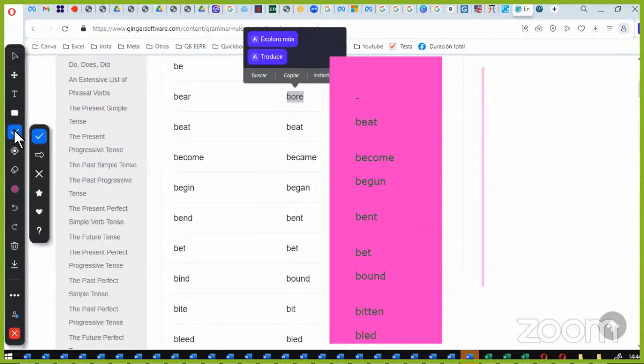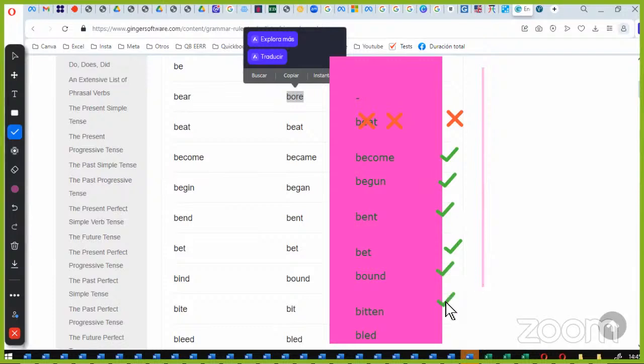Okay, let's review this. Beat, and beaten. Okay, so become. Okay, this is correct. Begin, began, begun, bend, bet, bind, bound, and bound, bite, bit, bitten, bleed, bled. Okay, so let's do others.